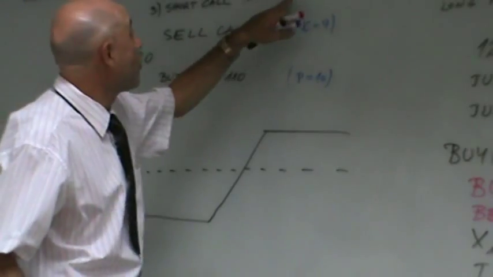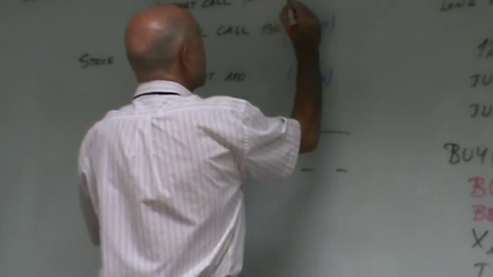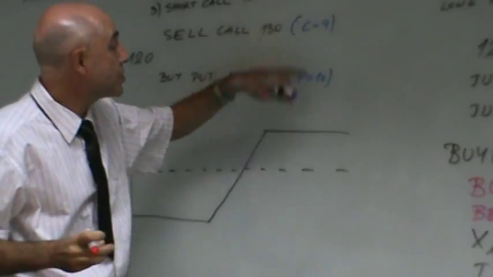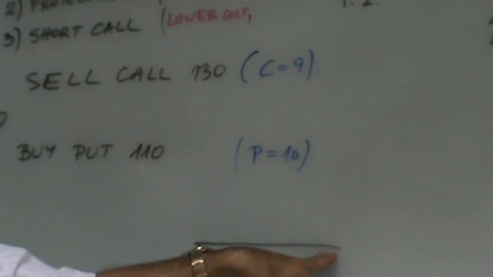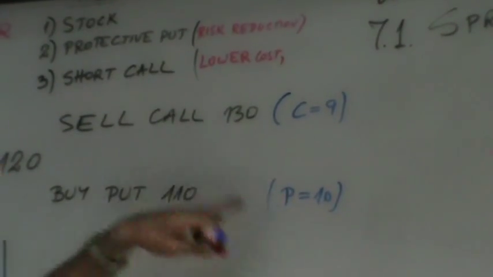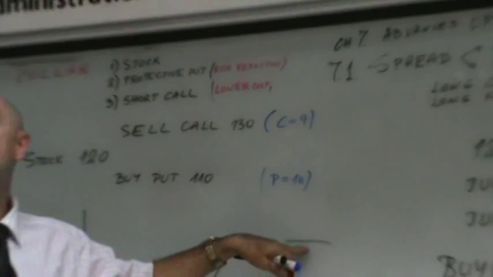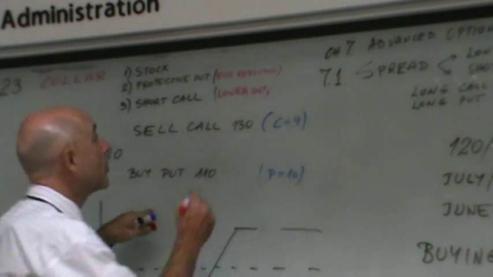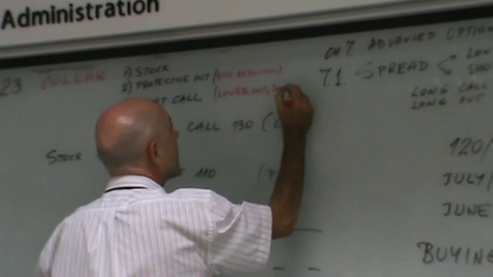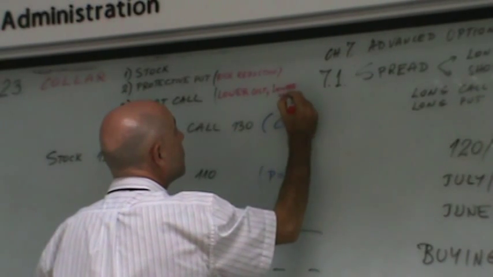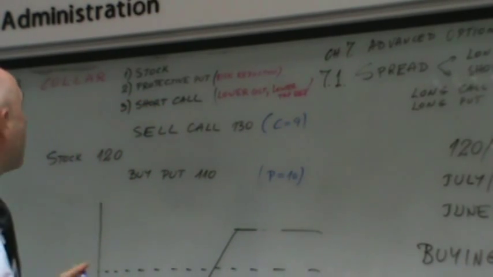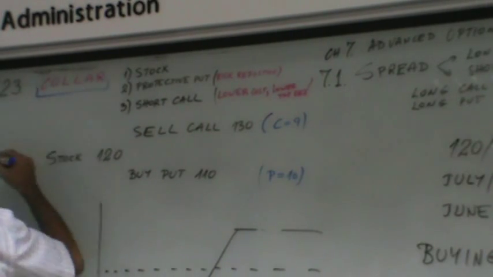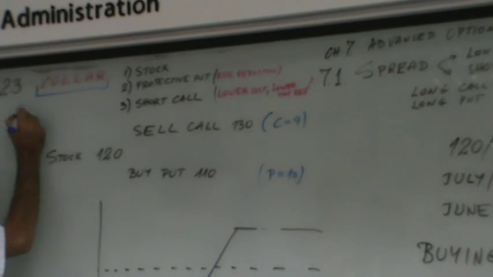So, lower cost, and here's the thing. Lower cost also means lower return. In other words, the short call will cut off your return. Lower top return. Return on the top. So, overall, the collar is a risk reduction strategy.